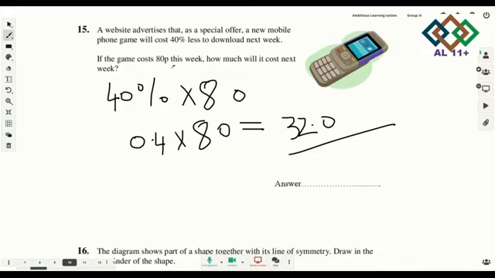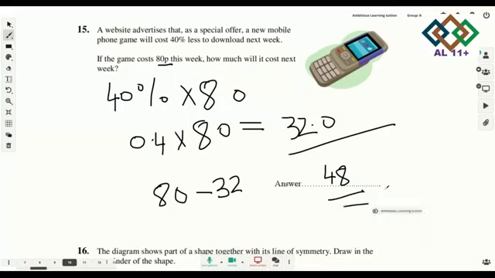Then 80p is already given to you. So you need to minus after getting this. This is something everybody forgets. 80 minus 32, because they're telling you to find out how much it will cost next week. 80 minus 32 is 48, and that would be your answer. So this is half your answer, this is fully your answer. So basically you need to find out the 40% first, 0.4 multiplied by 80, and then subtract, and you got it: it's 48p. So let's move on.